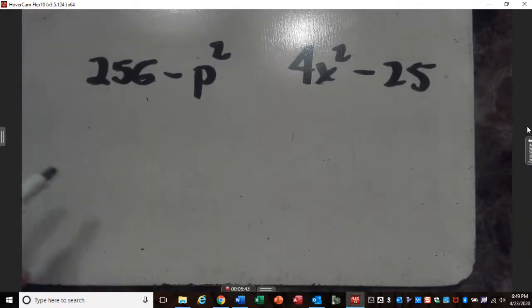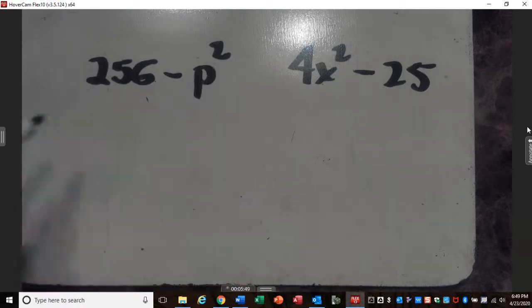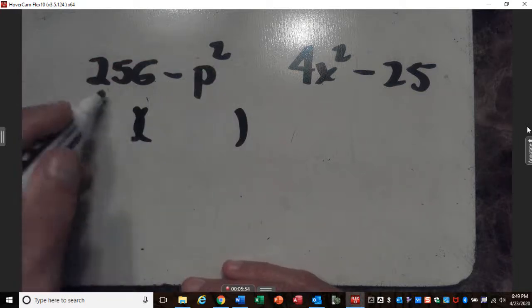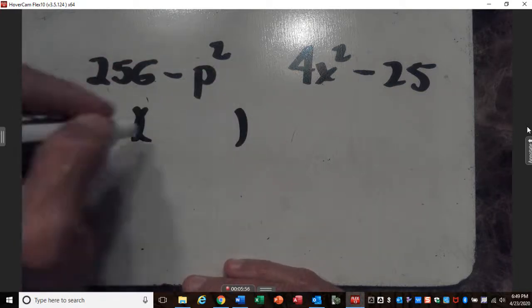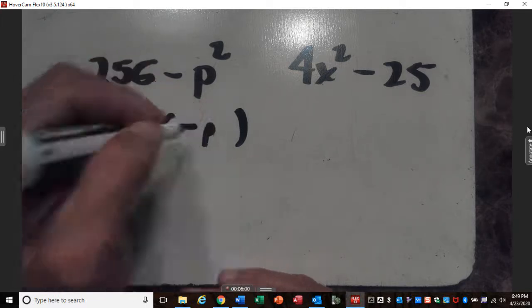A couple of odds and ends here. Sometimes the number will come first and then the variable quadratic. That's okay. Not a big deal. What we're going to do is just put 16. The square root of 256 is 16, so we'll go 16 and 16. Once again, plus and minus, and then the two variables.